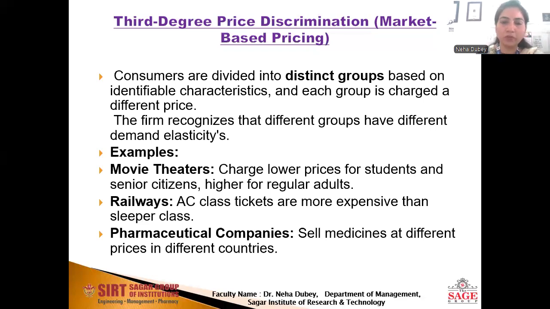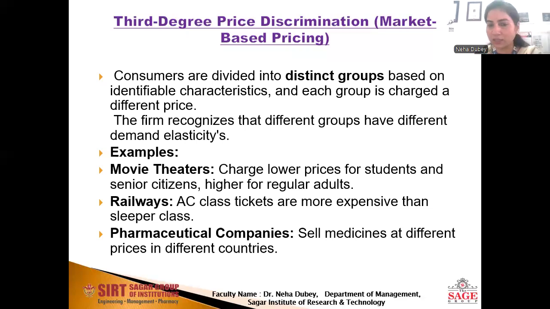For example, the movie theater. You have already observed this, because everyone watches a movie in a theater at least once in a life. They charge lower prices for students and senior citizens, and the front rows are available at lower prices as compared to the upper side or the back side, which are higher, or for regular adults.